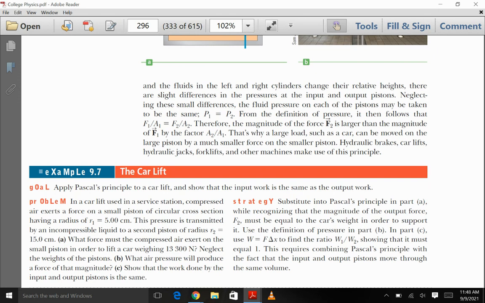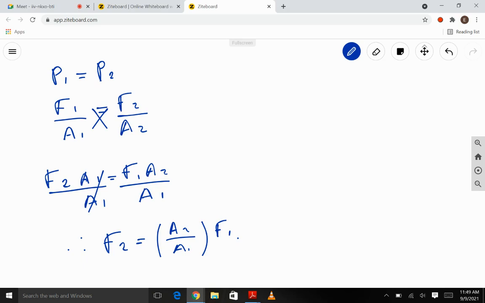Okay, so we are going to answer this. The first question is, what force must the compressed air exert on the small piston in order to lift a car weighing that much? So remember, the piston that is the starting point, the small piston, we designate as one. So it's going to be R1 for radius, A1 for area, F1 for force, P1 for pressure, right? We designate it like that.